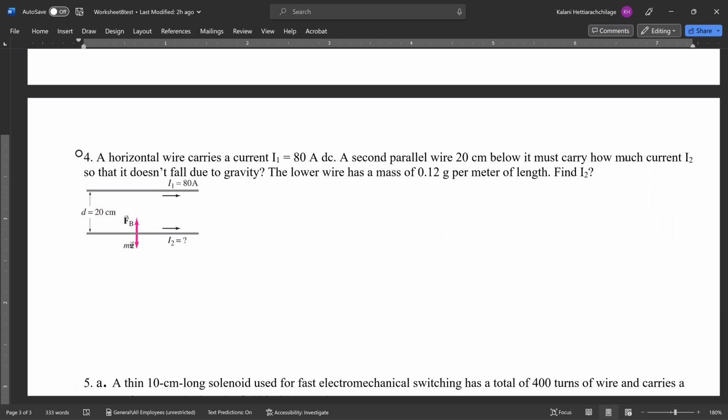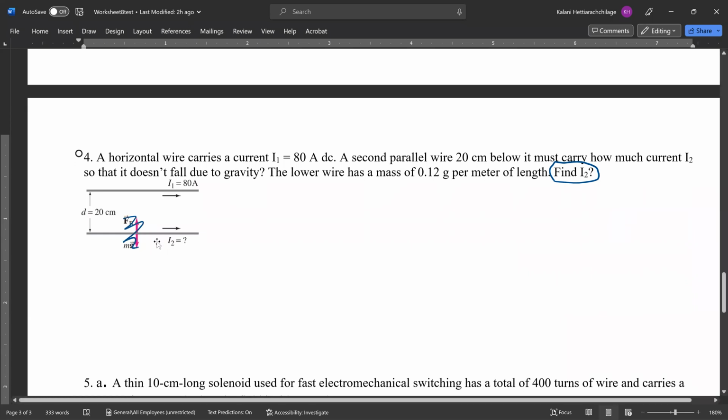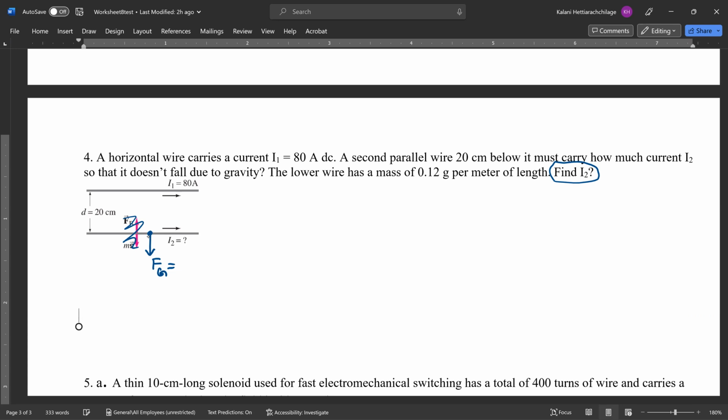Okay, so now the question is finding I2, right? Although I have the diagram in there, we'll say there is no diagram. The diagram is not given, right? What I know is there is a force of gravity. We're going to draw the free body diagram on this wire. We have the force of gravity that will be equal to the mass of the wire and g. And now the top wire will carry the current to the right.